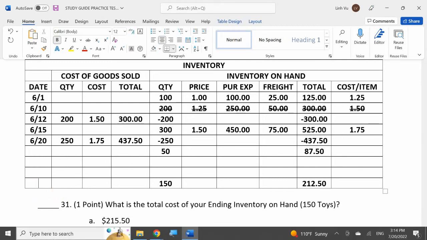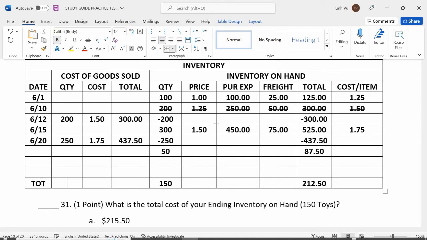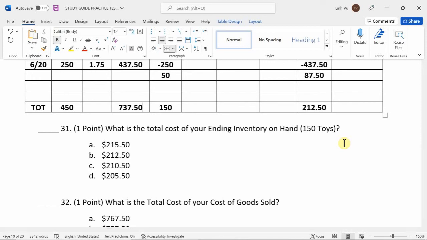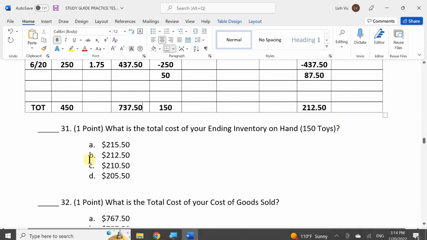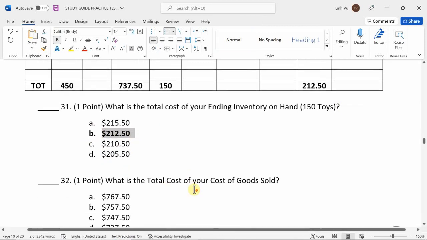So this table's supposed to have a total here. Okay, so I sold a total of 450 units at a grand total of $737.50. Good. So in this case, let's go ahead and answer the question. What is the total value of the ending inventory on hand, the 150 toys? Right? $212.50. B is the answer.